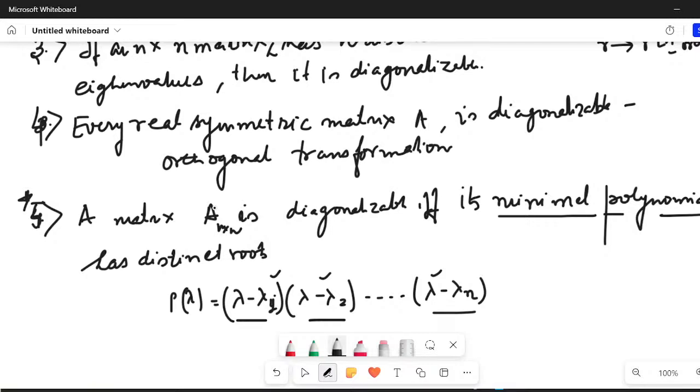Is that clear or not clear? Please let me know, and then we'll move to a few other things.